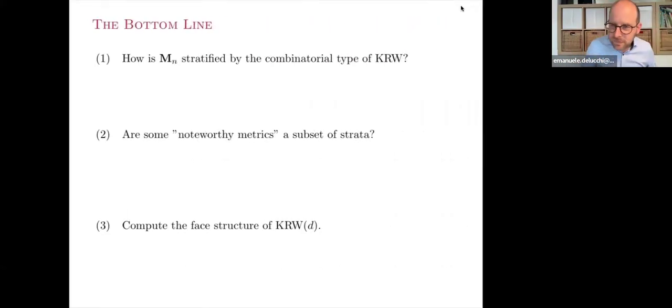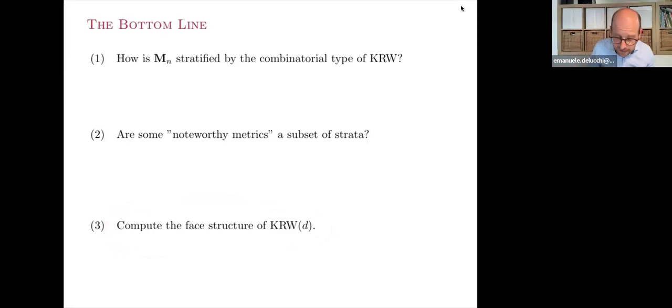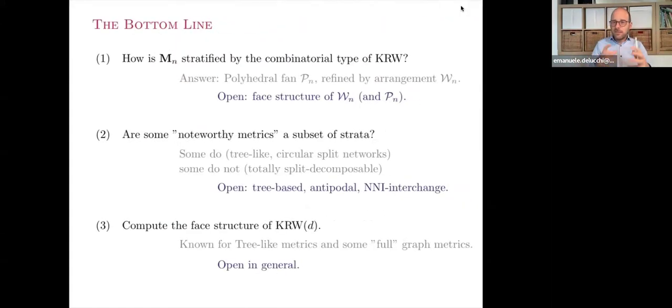Okay, let me do an anagram of the BLT. Now it's the TBL, the bottom line of the end of this. So I have tried to address 3 questions. How is the metric cone stratified by combinatorial type of this new kind of polytopes? Is this stratification maybe natural, in that some nice types of metrics are a union of strata, so a subfan, right? And of course, what can we say about faces of these polytopes? And the answers, if I may try to condense them.